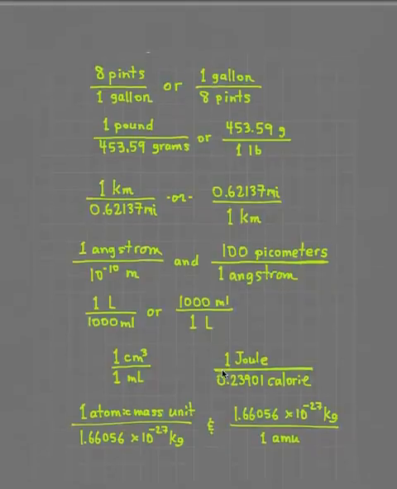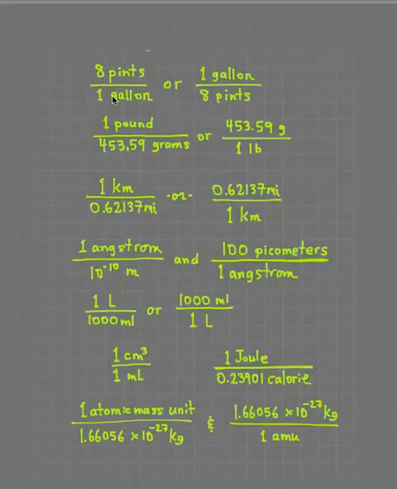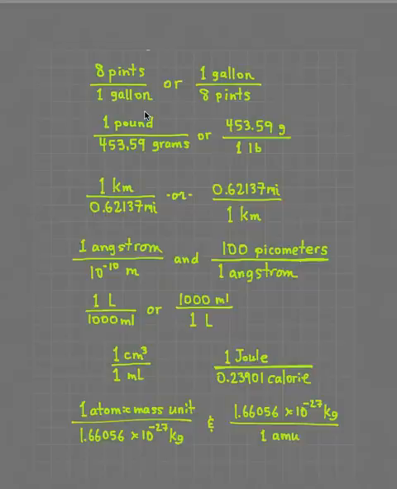If, indeed, 8 pints is 1 gallon, I can write it like this or upside down. I'd write it like this if I wanted to multiply. Let me give you some more examples and then show you how it's used. Or pounds and grams, miles and kilometers.